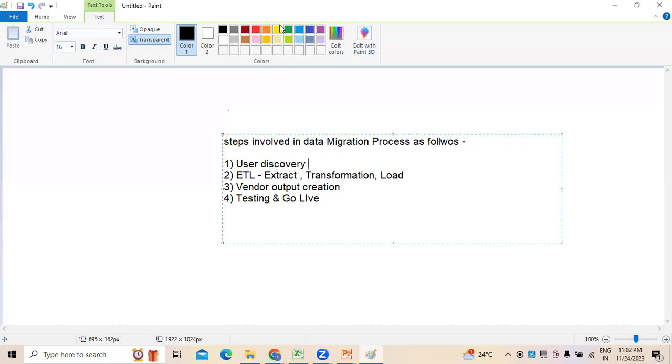Now, when we talk about payer administrative system process, you just log off and log in again, please.